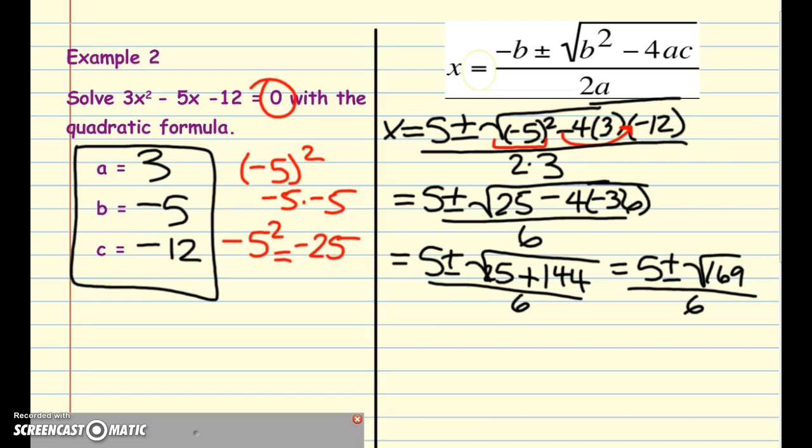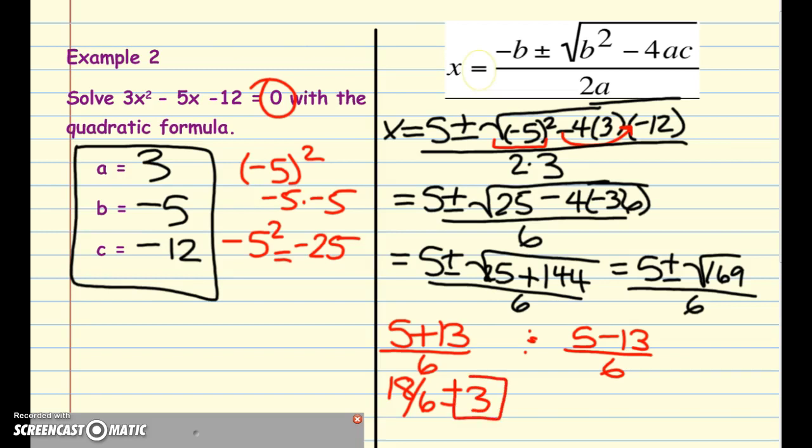So then I know my two solutions are going to be 5 plus 13 divided by 6 and 5 minus 13 divided by 6. 5 plus 13 is 18, and 18 divided by 6 is 3. There's one solution, and then 5 minus 13 is negative 8. Divided by 6 gives us negative 4/3. So there is our second solution.